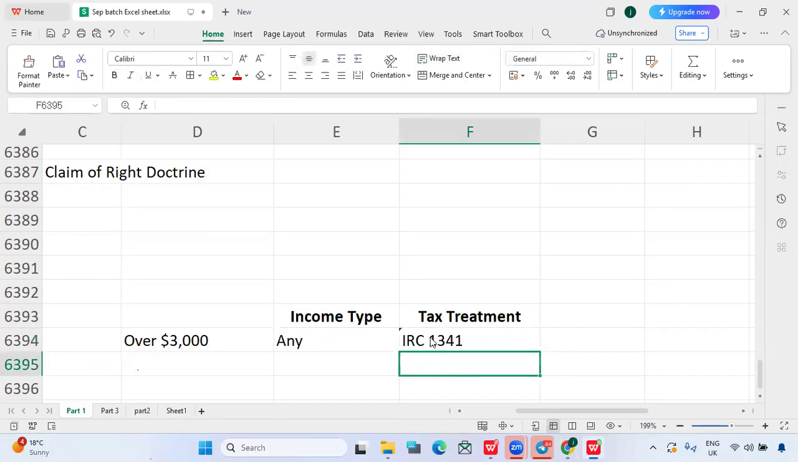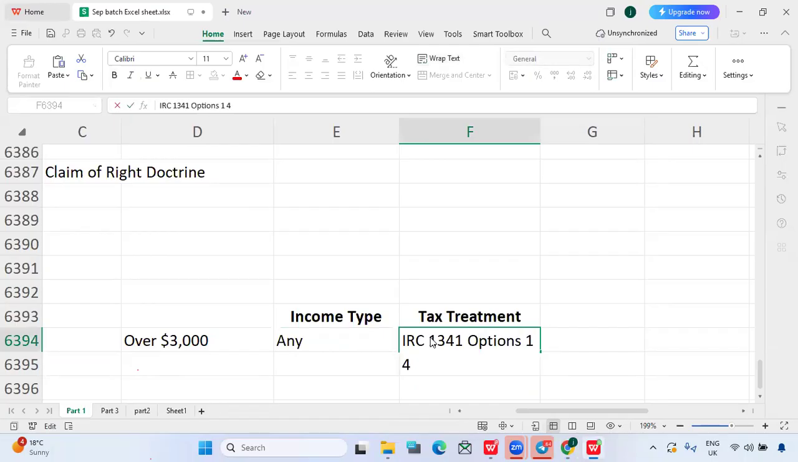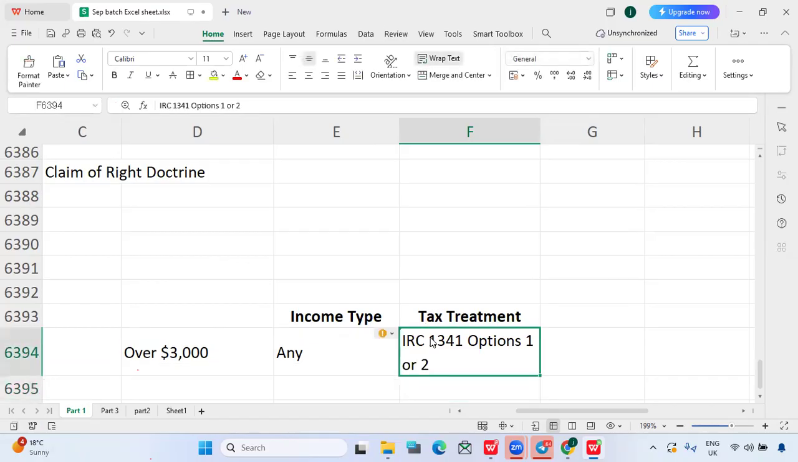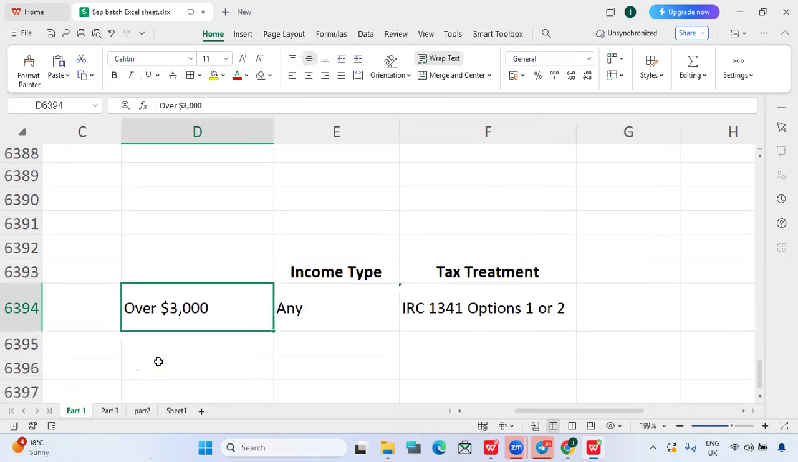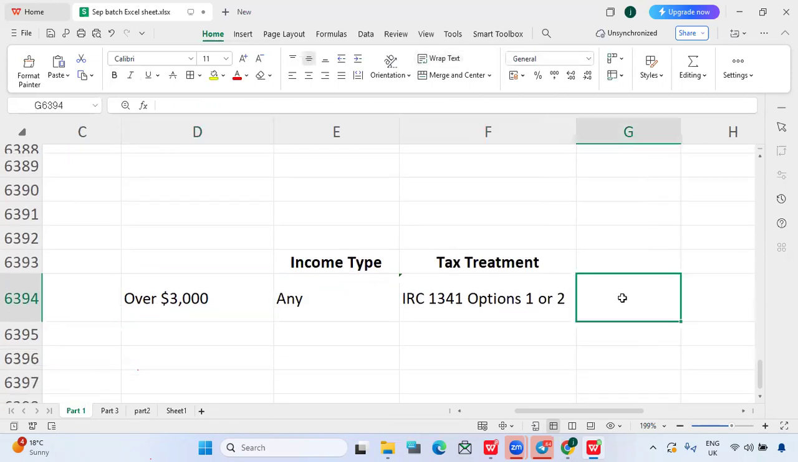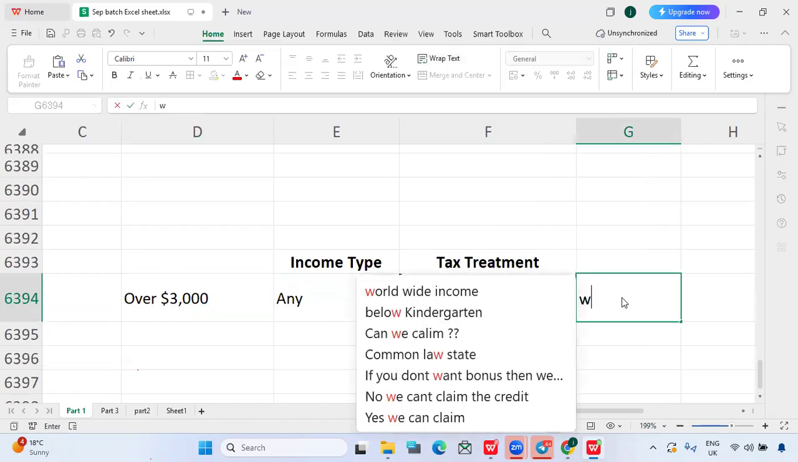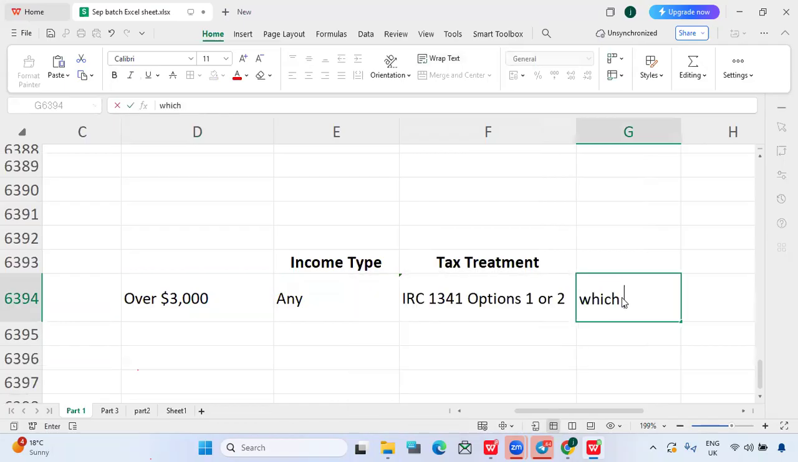Two options. First option is to take a tax credit, or deduct it. Option 1 or 2, which will we apply? Which one will you take? Whichever is giving more benefit, then you will take. So we have to see whichever is giving more benefit.